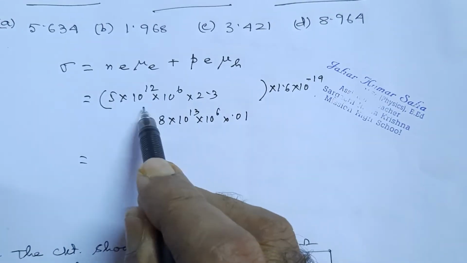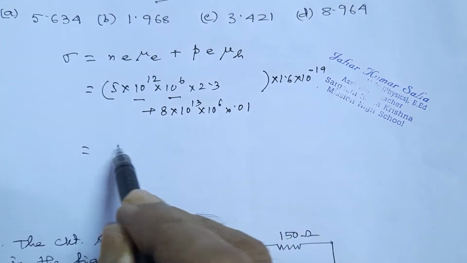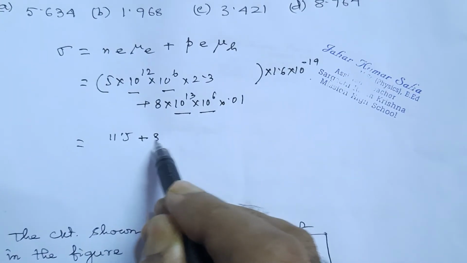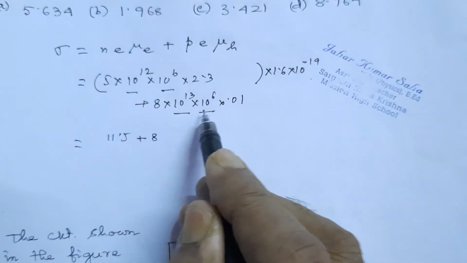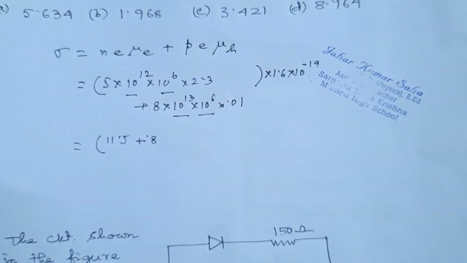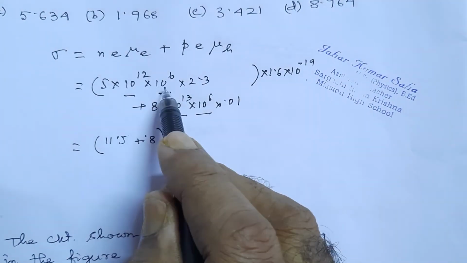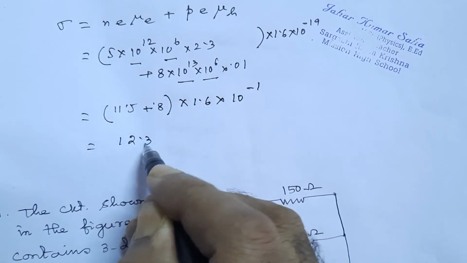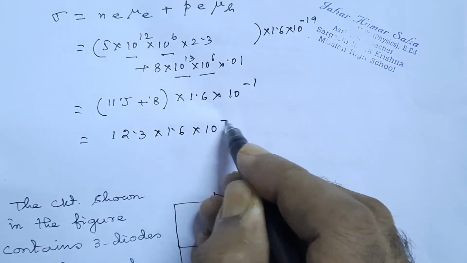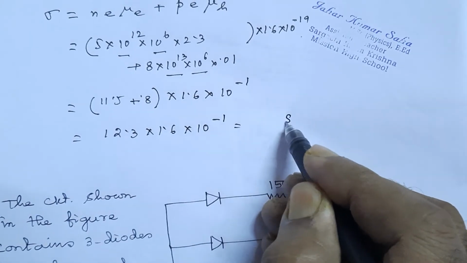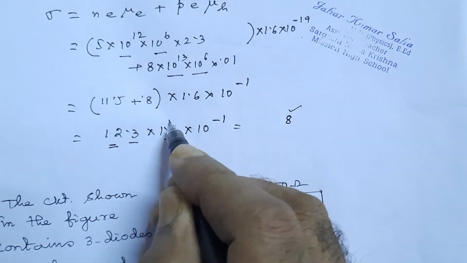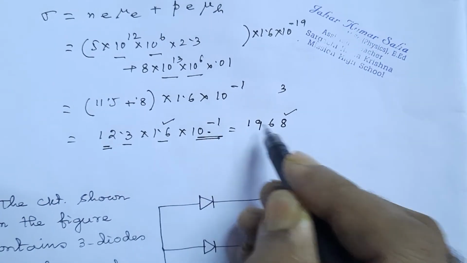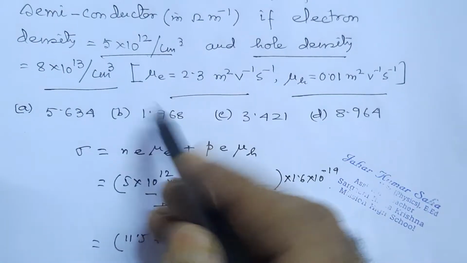So here we have a simple calculation, which gives us 10 to the power 18, 11.5 plus 10 to the power 18 into 80.01, that is 18 into 1.6 into 10 to the power minus 1. That is 12.3 into 1.6 into 10 to the power minus 1, equals 3 into 16, 48, 8 carry 4, 2 into 16, 32 plus 4, 36, carry 3, 16 plus 3, 19, 1.968. So B is the correct choice to question number 40.